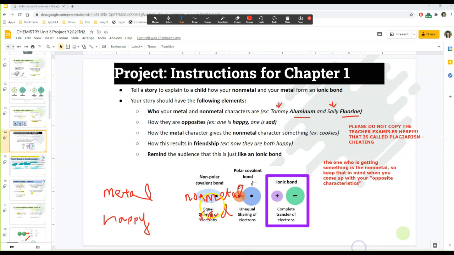Okay, so my non-metal is going to be the sad one, and the non-metal for me this time is fluorine, right? So I would say fluorine is sad. Okay, whereas my aluminum, my metal, is happy. Okay, so then I'm going to explain how my metal gives my non-metal character something. So I would say my metal gave the non-metal some cookies, right? So that was my example, and now they're both happy, right? Our metal is happy because he was already happy. Our metal encountered our sad non-metal, gave him some cookies. Now they're both happy, and this is just like an ionic bond.